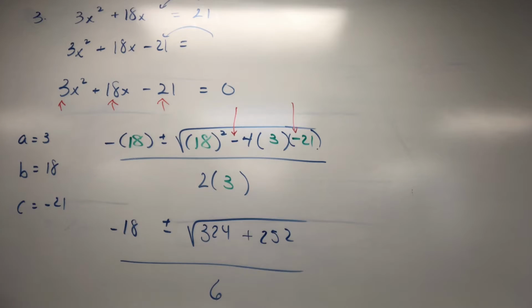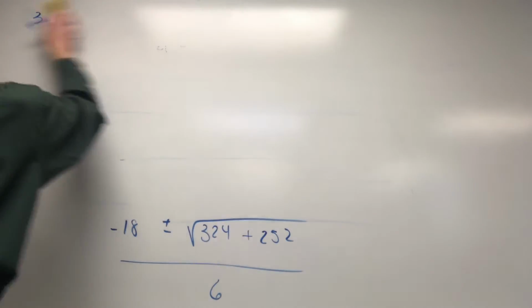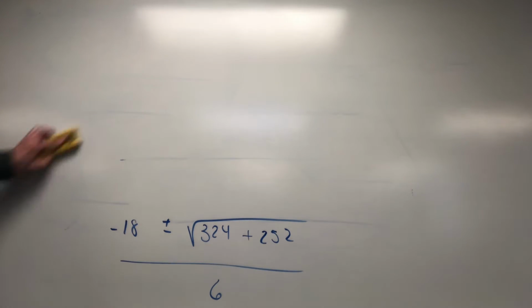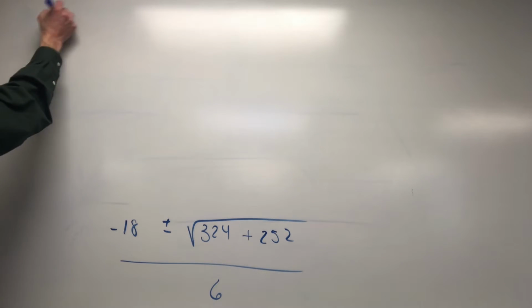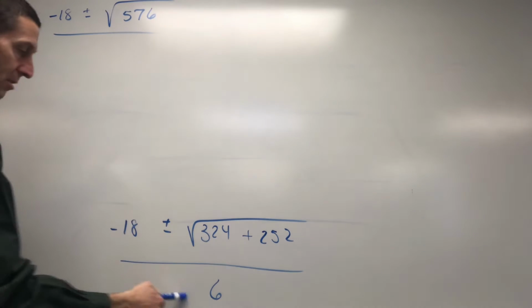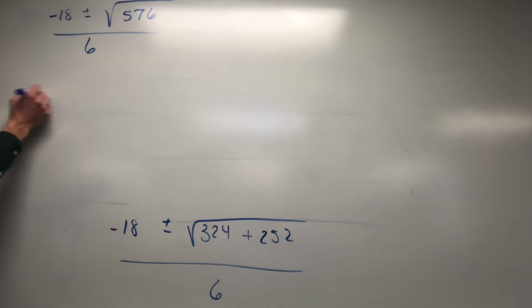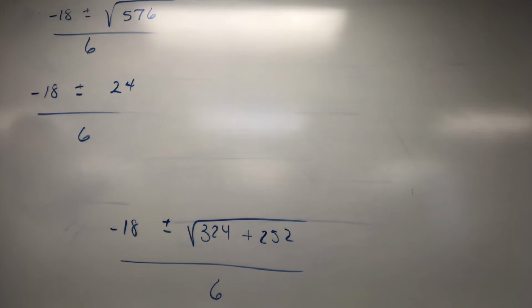All right, let's get this out of the way. Scroll it up here to the top. Man, board is not that clean. All right, what is that going to be? 576? Yeah, I think so. So we'll do negative 18 plus or minus 576 over 6. So once you get it to here, you catch another break. Square root of 576 is 24. And all this is over 6.